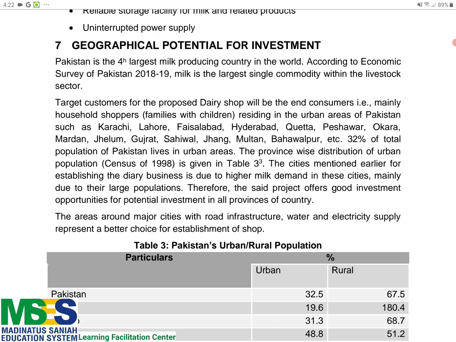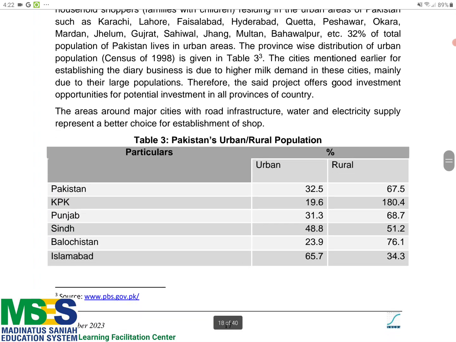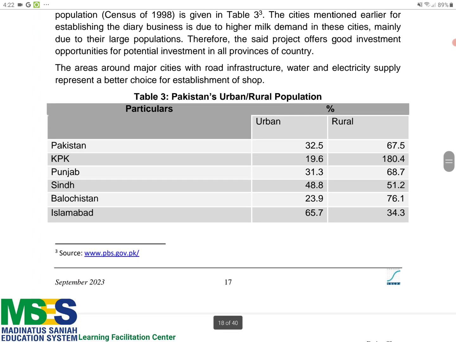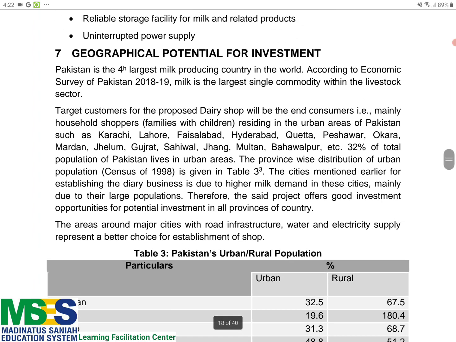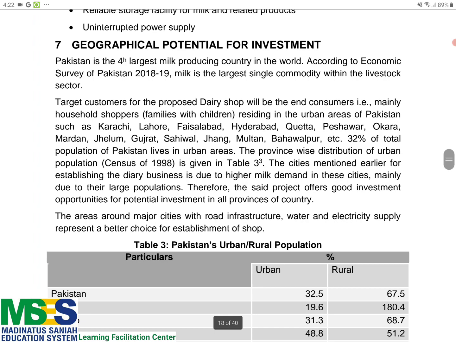Okay, move on. You see, on point number 7, geographical potential for investment. They are telling you that Pakistan is the fourth largest milk producing country in the world. It is also one of the largest milk consuming countries as well. We are a very big milk producing country, but we are also a very big milk consuming country, because we love to drink milk or give milk to our children.